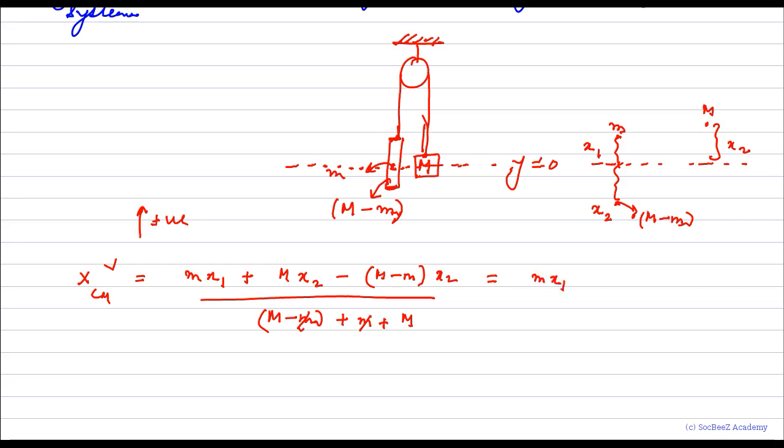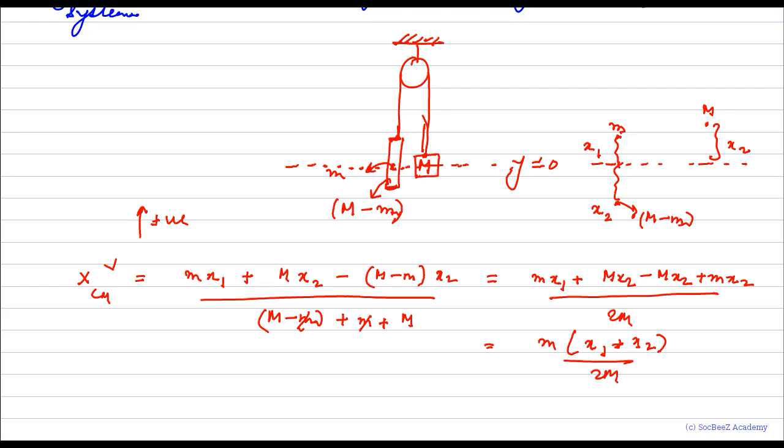m x1 plus capital M x2 minus capital M x2 plus small m x2, upon 2M. Okay, so this turns out to be small m into (x1 plus x2) upon 2M.